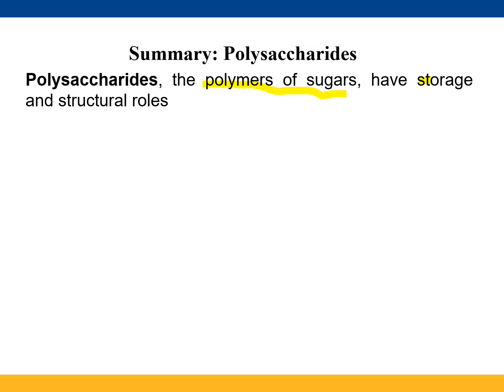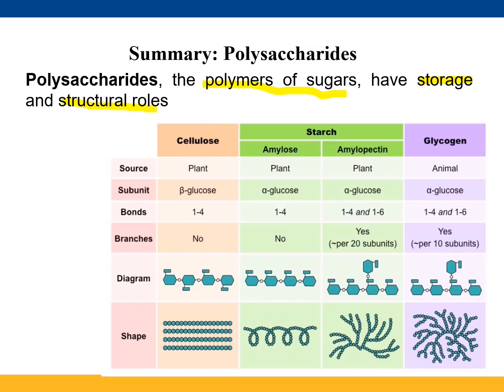To summarize all the things that we have talked about, the polysaccharides are polymers of sugar that have two main functions. They can be for storage, or they can be for structural roles. And I think this chart summarizes very well all the things that we have studied. It can tell you the source. So the cellulose is located in plants, as well as the starch, while the glycogen is located in animals. The subunit here, the only one that we studied that was beta glucose, was the cellulose, although I talked a little bit also about the chitin that is not included here.